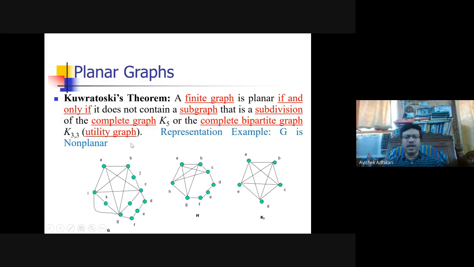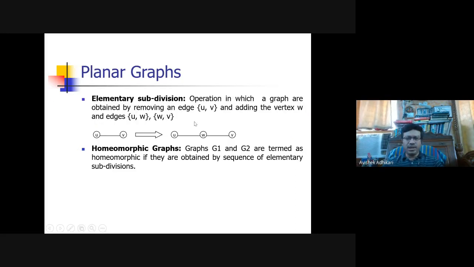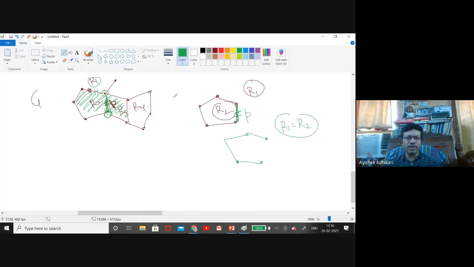So these graphs, this K33 and K5, are known as Kuratowski graphs. To understand that theorem, let us first try to understand what we mean by elementary subdivision. The operation in which a graph is obtained by removing an edge and adding the vertex W and the edges is known as elementary subdivision. What does it mean? Let me try to explain.